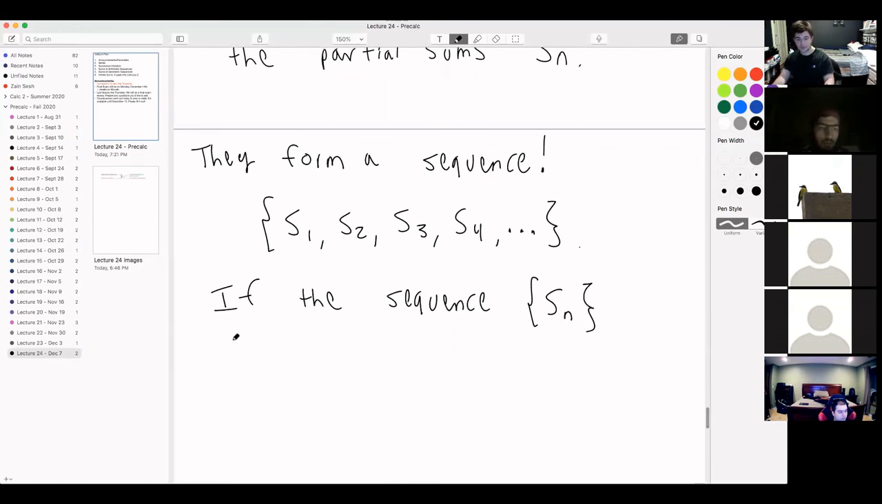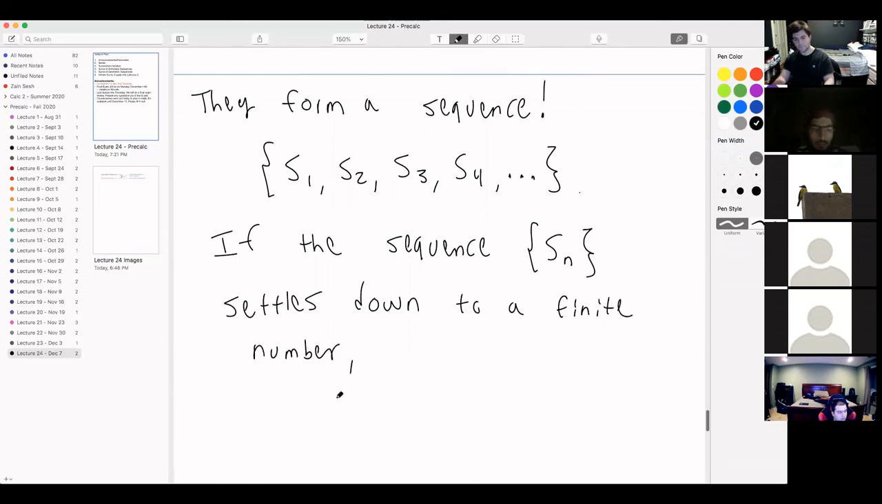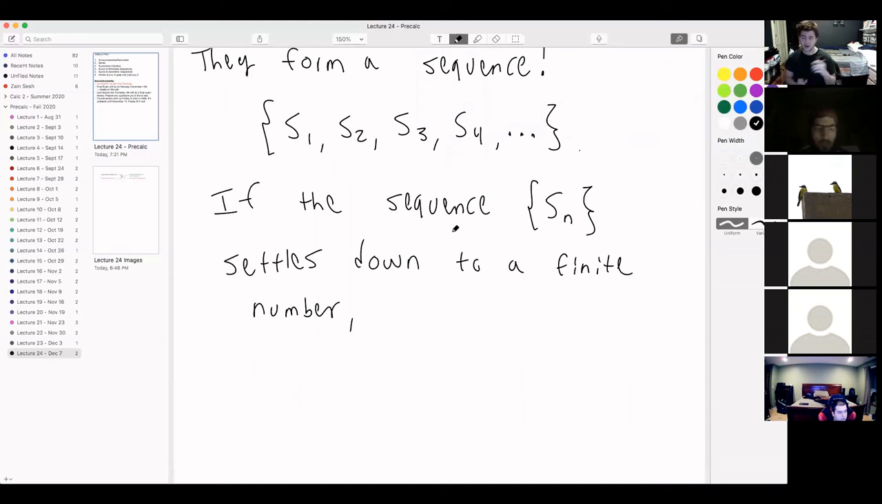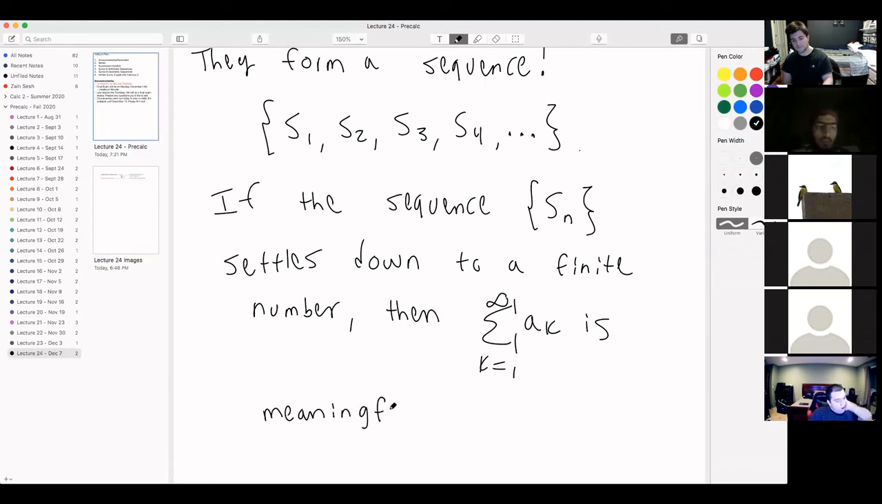So if the sequence S sub n, the sequence of partial sums, settles down to a finite number, doesn't shoot off to infinity or have any crazy behavior, then this infinite sum, k equals 1 to infinity, is meaningful. The value that you assign this infinite sum is the value that this sequence of partial sums settles down to. So you take a limit of the sequence of partial sums. That's more or less the definition of how to sum an infinite amount of numbers: you look at the sequence of partial sums and look at the behavior of that guy.